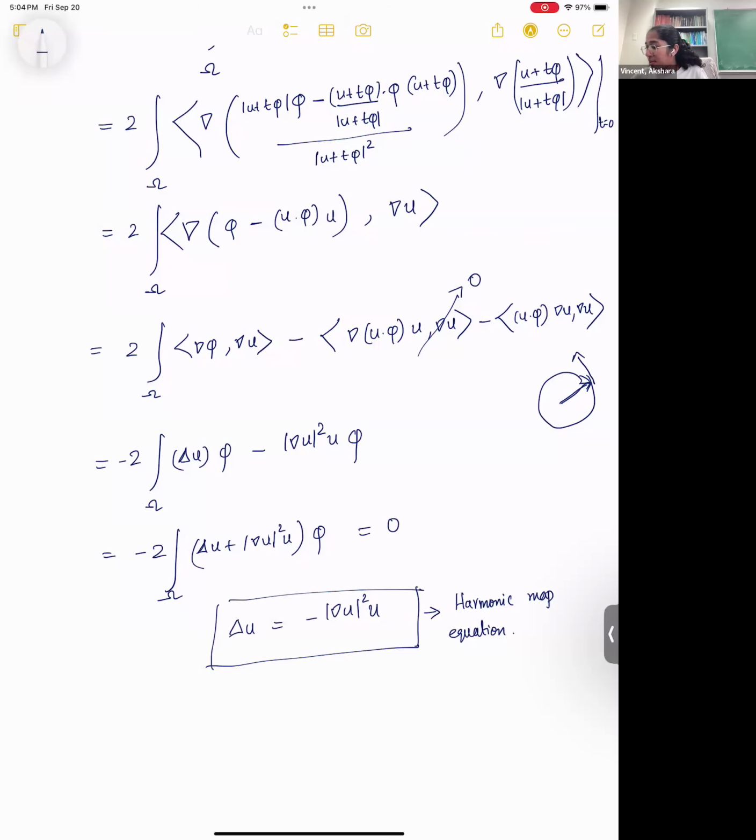So this will be what we are going to look at. The first question that is interesting to ask is, why would the minimizers exist? Can we show the existence of minimizers? And the answer is yes, we can do that by the direct method of calculus of variations. So the existence of the minimizers is given by the direct method of calculus of variations.